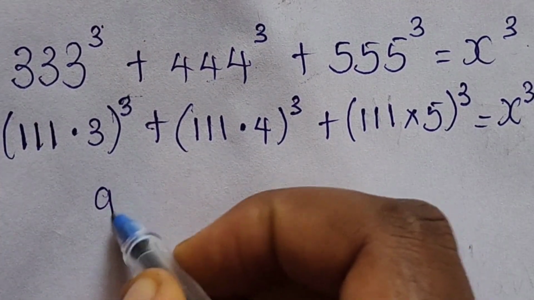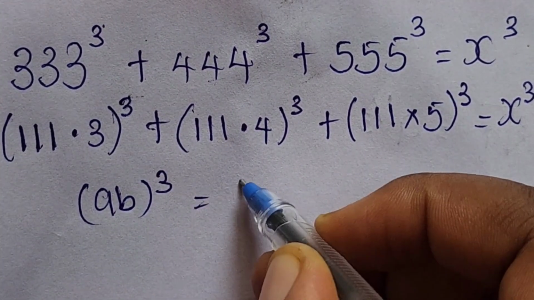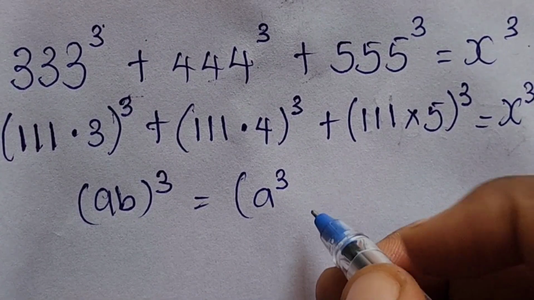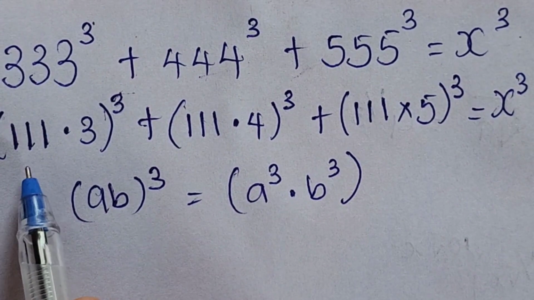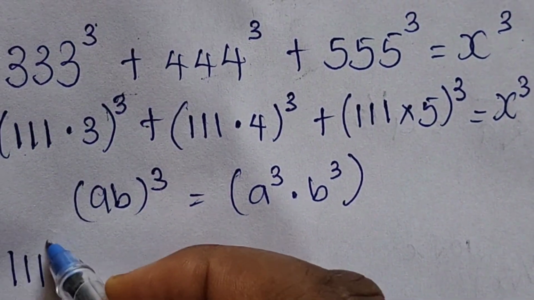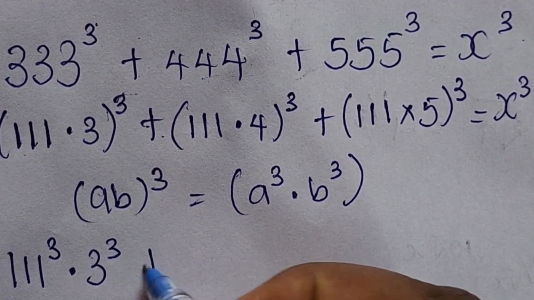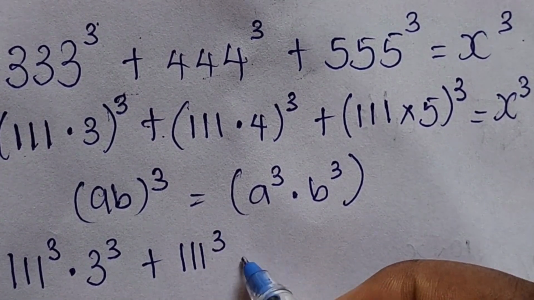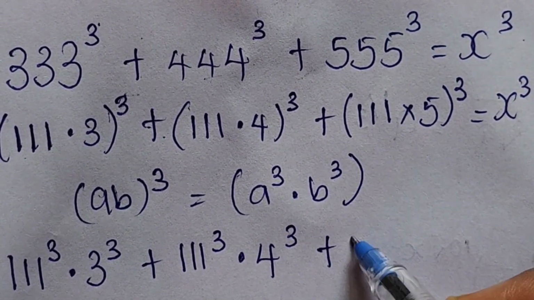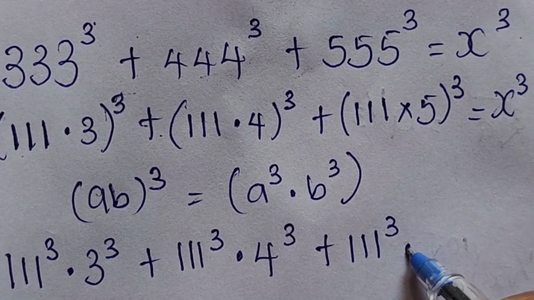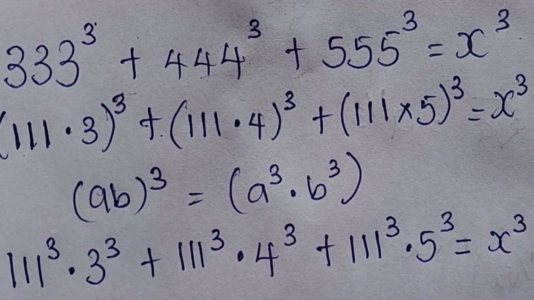From here, when we have AB all to the power of 3, this is the same as A to the power of 3 times B to the power of 3. So we'll have that our 1 to the power of 3 times 3 to the power of 3, plus we have 1 to the power of 3 times 4 to the power of 3, plus 1 to the power of 3 times 5 to the power of 3, and is equal to x to the power of 3.